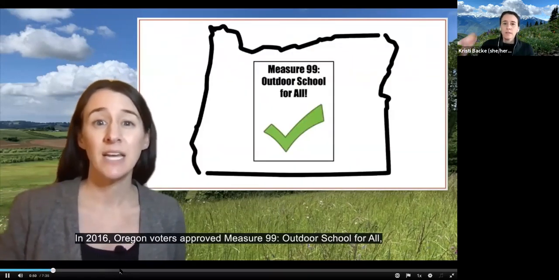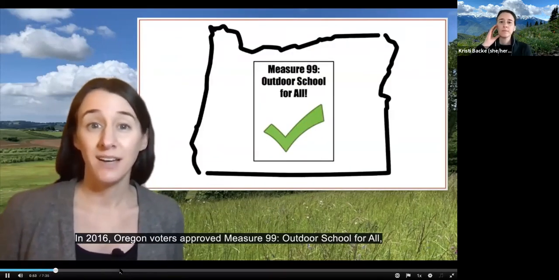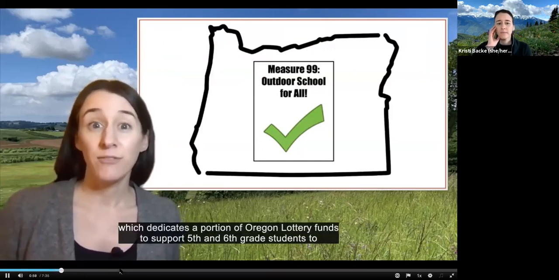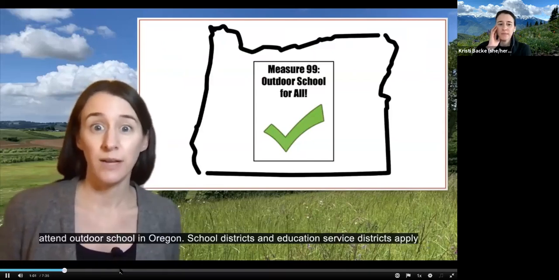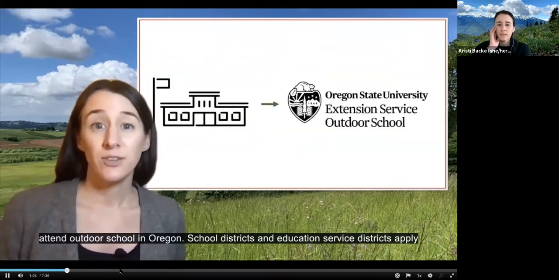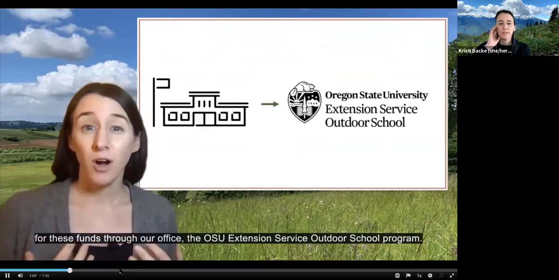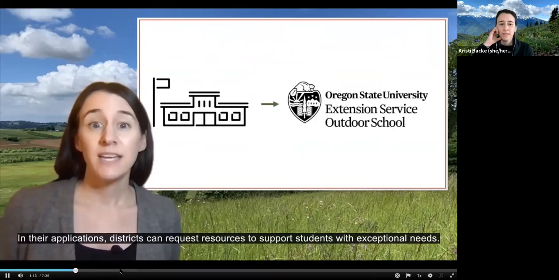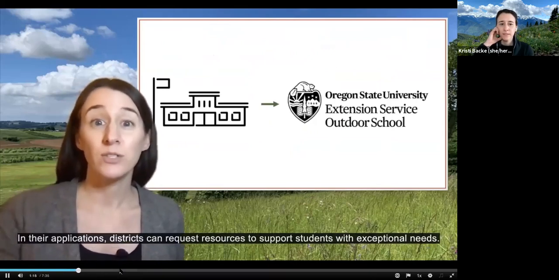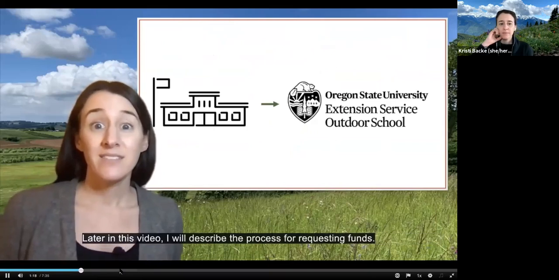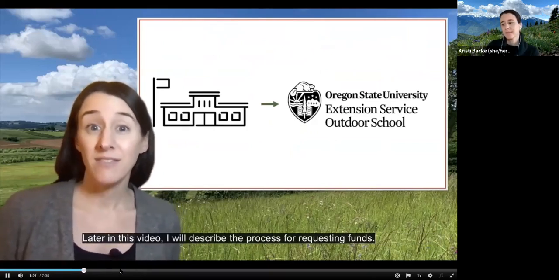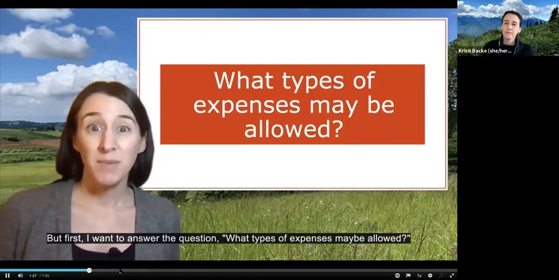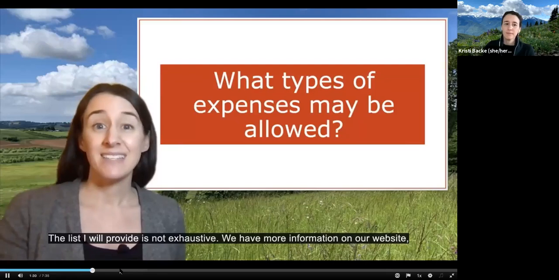In 2016, Oregon voters approved Measure 99, Outdoor School for All, which dedicates a portion of Oregon lottery funds to support 5th and 6th grade students to attend outdoor school in Oregon. School districts and education service districts apply for these funds through our office, the OSU Extension Service Outdoor School Program. In their applications, districts can request resources to support students with exceptional needs. Later in this video, I will describe the process for requesting funds, but first, I want to answer the question, what types of expenses may be allowed? The list I will provide is not exhaustive.